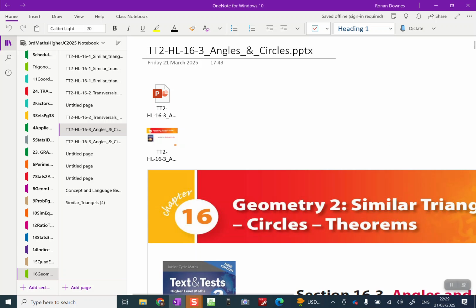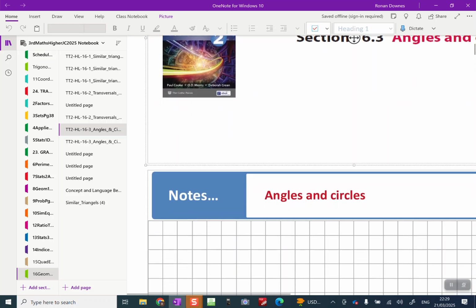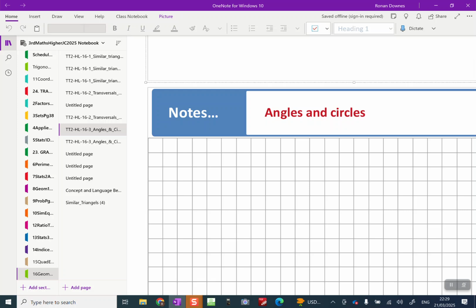Okay, welcome back. We're going on to section 16.3, which is the theorem about angles in a circle.